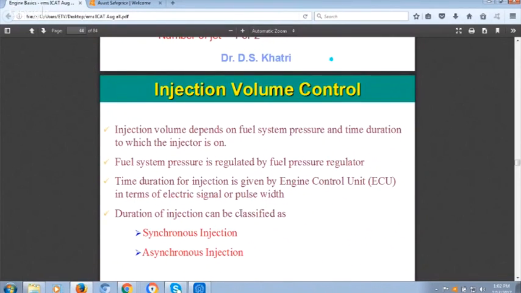Now, I think it will be clear to you, when I give any pulse from the ECU, it will open the injector for a certain time, which may vary from 2 milliseconds to 10 milliseconds, depending upon the load and speed on the engine. At what time it should open, that is the start of injection. For how long it opens, that is the duration of injection, which is in microseconds or milliseconds. And this is what has to be calibrated.